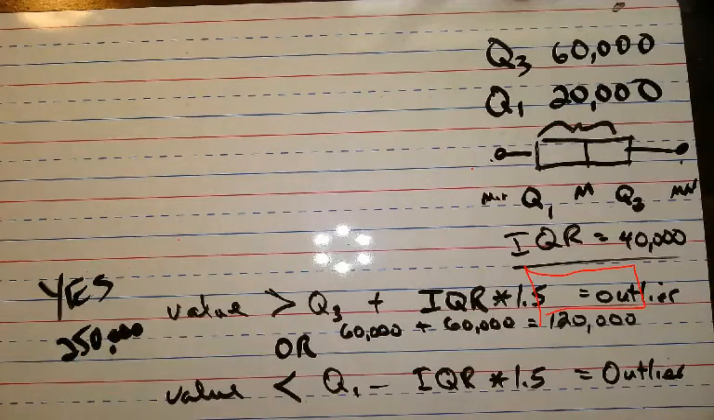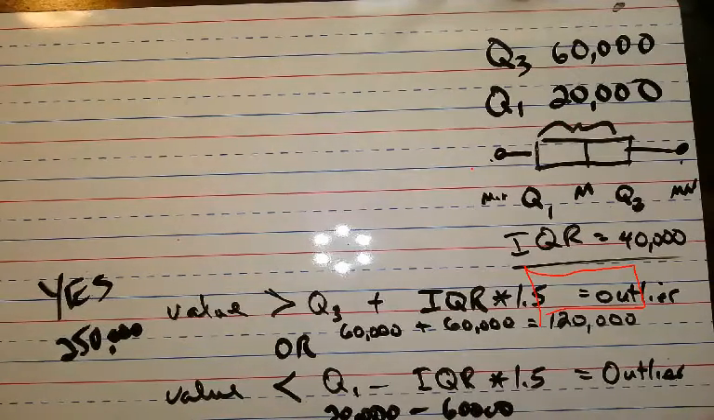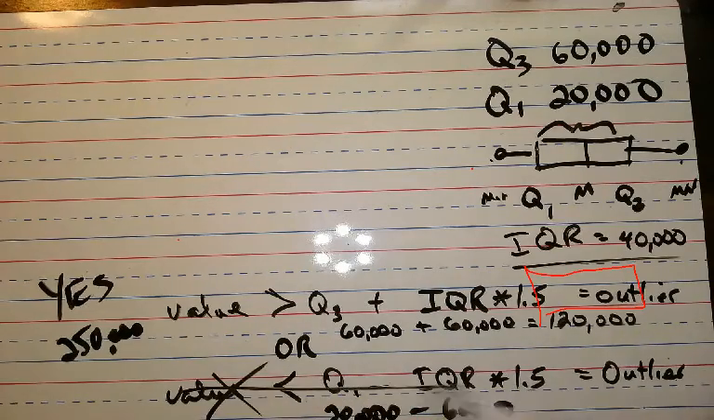$250,000. That's the outlier. Now, is there one below? Well, Q1 is 20,000, and if we subtract 60, that becomes negative. So there's not any numbers that are smaller than that. So there's no low outlier. Right? There's only one outlier, and it's greater than that. Okay? Now, that's how you find an outlier.